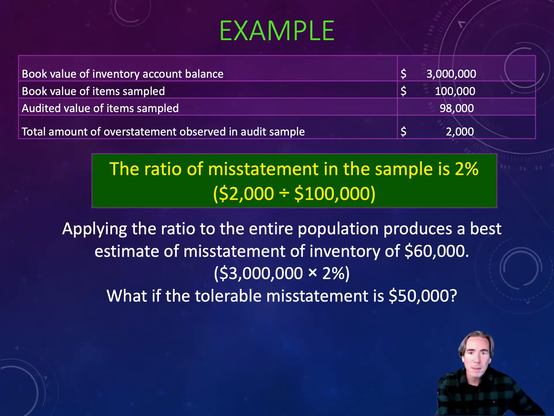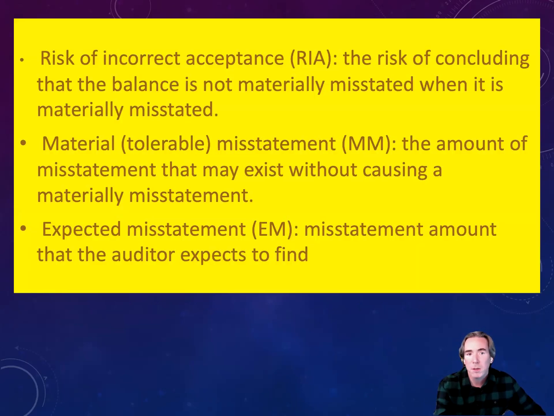So imagine we had that $3 million account and we're not using monetary unit sampling, we're just doing a very naive approach. We pick $100,000 in items, we audit them, we find $98,000 are correctly stated, so we have a $2,000 error. We would say we have a $60,000 error. And in this case, if we can only tolerate $50,000 in error, it's pretty simple. But we don't have any sampling on this. We're not being scientific. We're using a non-statistical methodology with this approach.